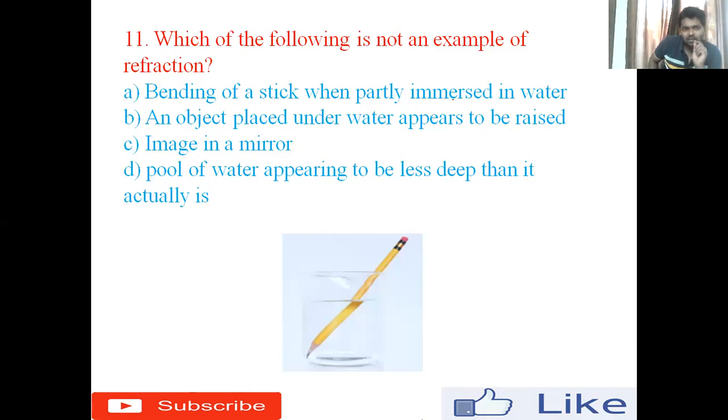And option C, image in a mirror. Option D, pool of water appearing to be less deep than it actually is. That is because of the refraction of light. So image in a mirror is not because of the refraction of light. That is because of the reflection of light. So the right answer for this question is option C.